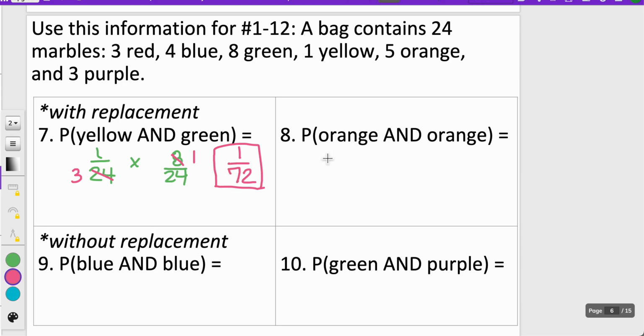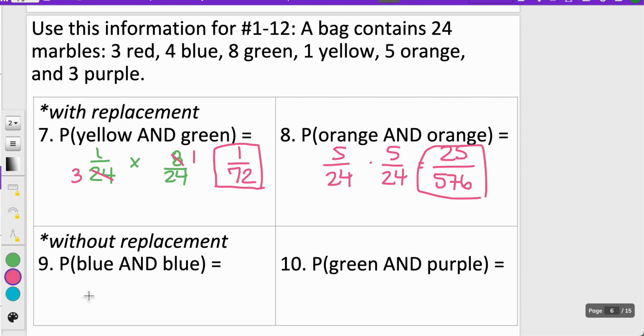Orange and orange with replacement means 5 out of 24 times 5 out of 24 again. Can't cross-cancel, so that means I probably won't have to simplify when I'm done. I get 25 over 576.